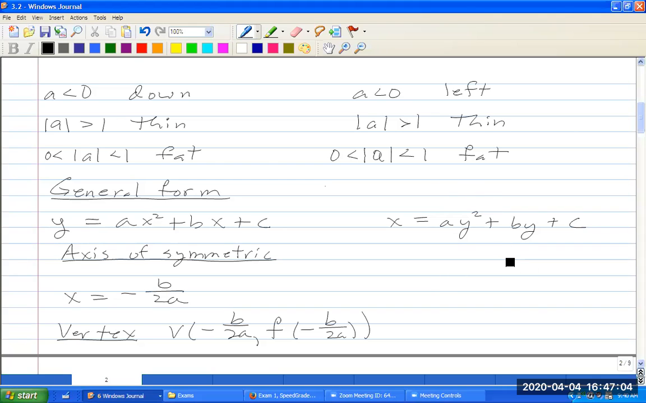The axis of symmetry is just x equals negative b over 2a. The vertex will have coordinates: the x coordinate will be negative b over 2a, the equation of the axis of symmetry, and the y value is whatever you get by plugging in the x value.